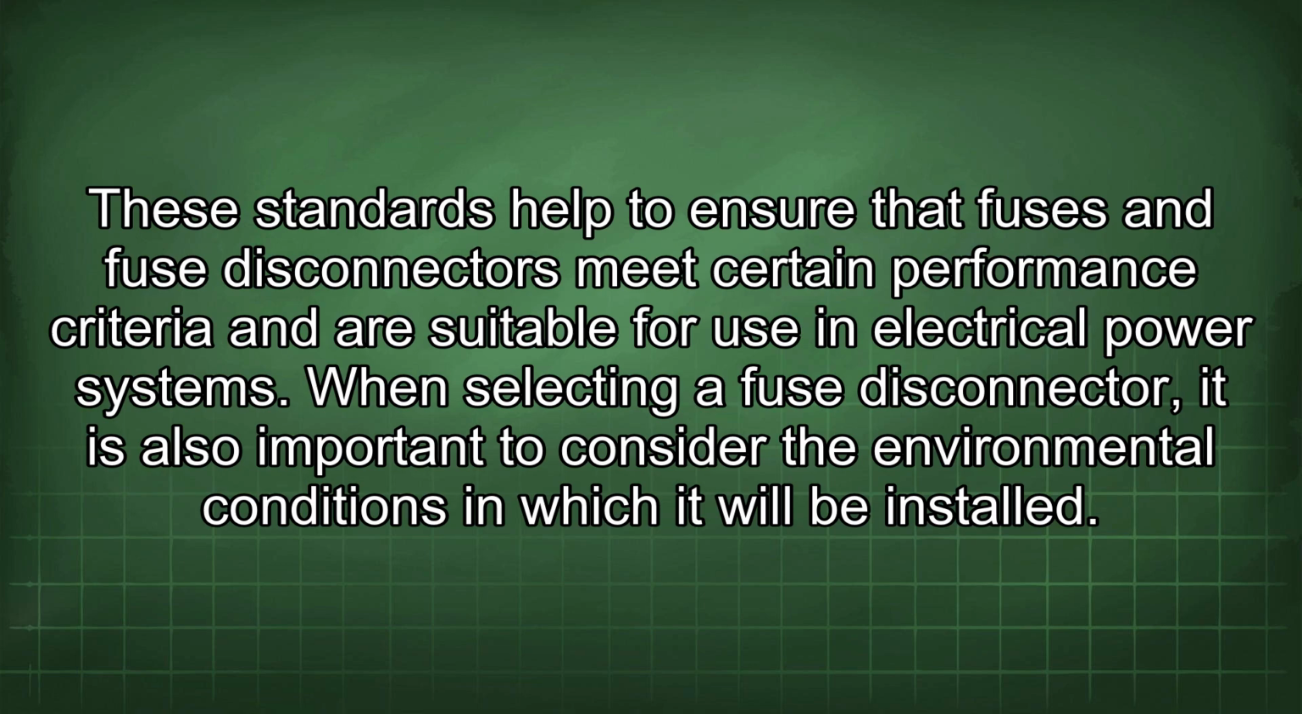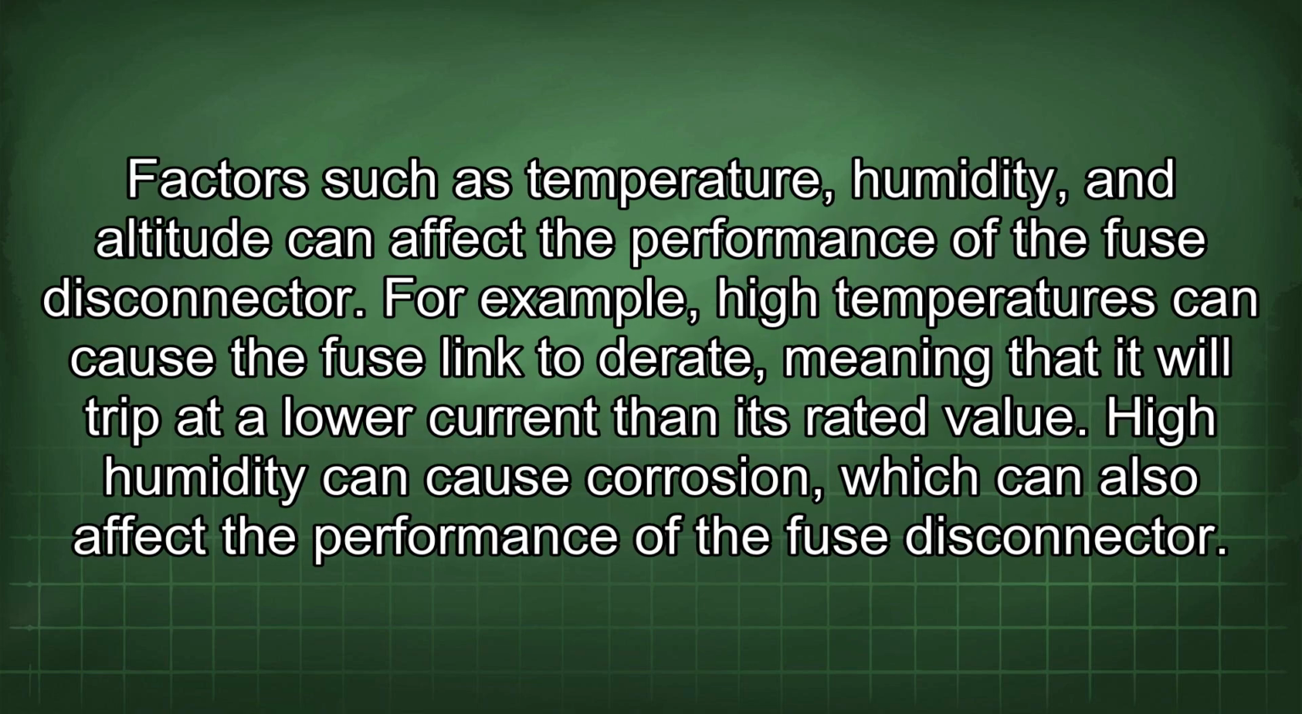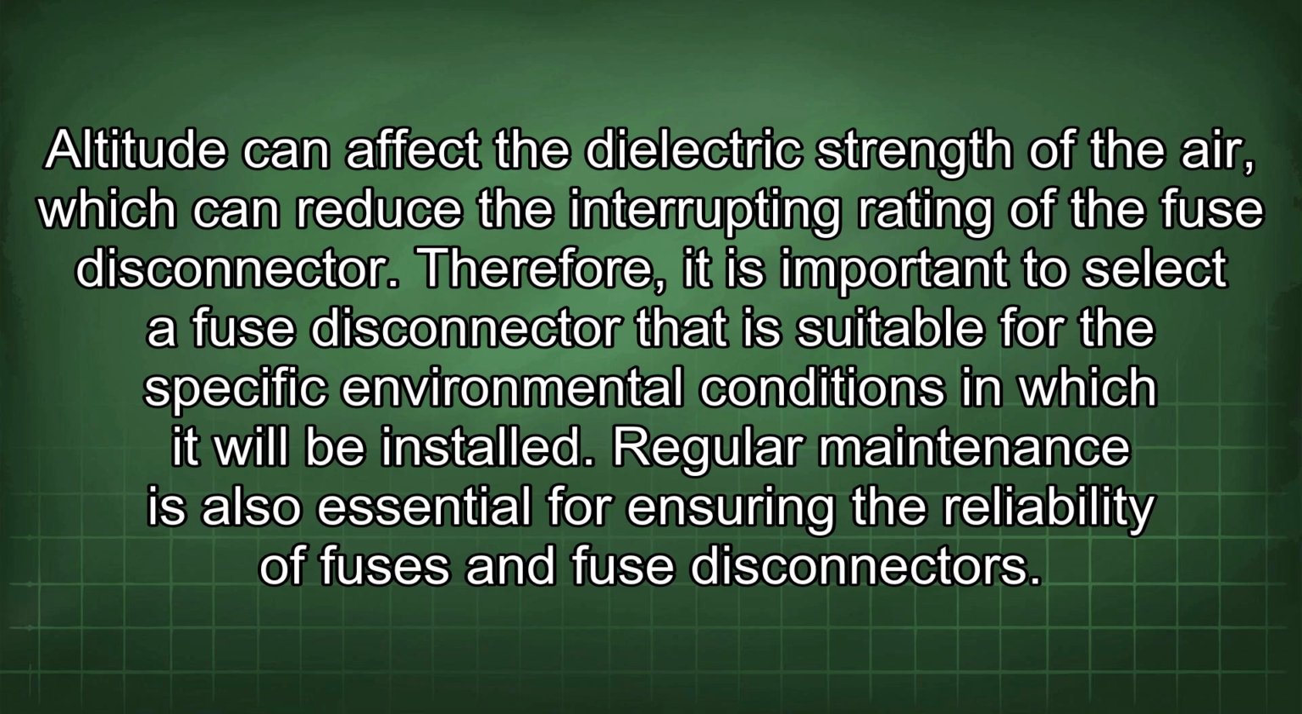When selecting a fuse disconnector, it is also important to consider the environmental conditions in which it will be installed. Factors such as temperature, humidity, and altitude can affect the performance of the fuse disconnector. For example, high temperatures can cause the fuse link to derate, meaning that it will trip at a lower current than its rated value. High humidity can cause corrosion, which can also affect the performance of the fuse disconnector. Altitude can affect the dielectric strength of the air, which can reduce the interrupting rating of the fuse disconnector. Therefore, it is important to select a fuse disconnector that is suitable for the specific environmental conditions in which it will be installed.